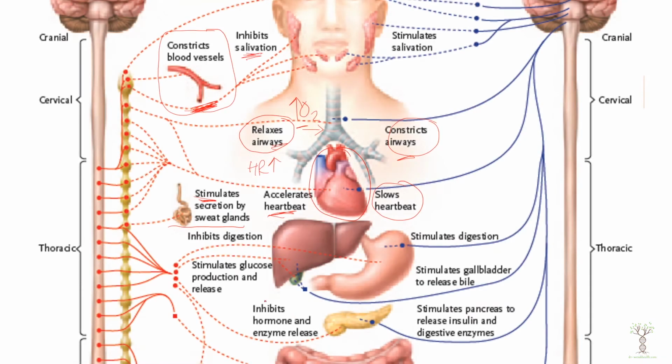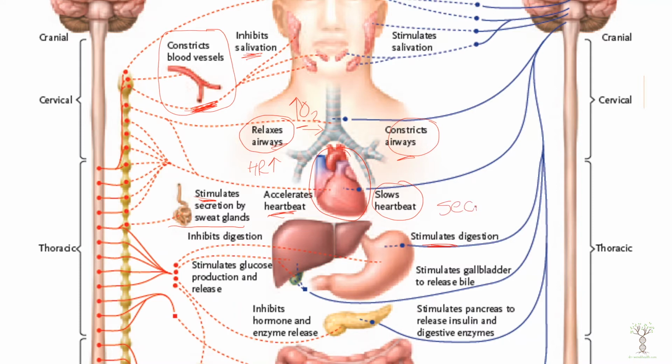For some of these tissues, there is not an opposite parasympathetic response. So most of the time, your sympathetic and your parasympathetic nervous system responses are opposing. So if the sympathetic makes your heart rate go up, parasympathetic will make it go down. But not every tissue has a parasympathetic response. If we look at our digestive organs, the parasympathetic, our rest and digest, is going to stimulate digestion.